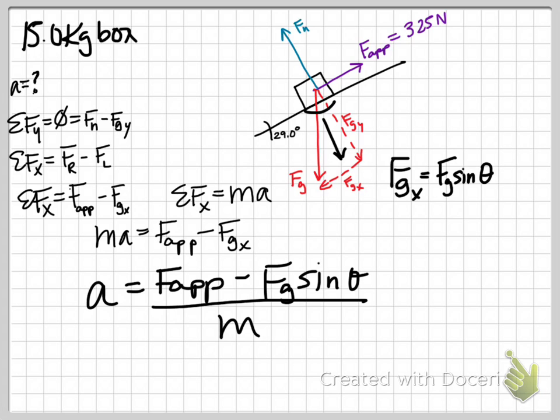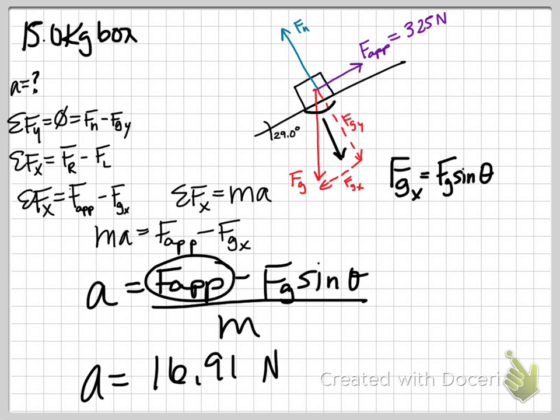So acceleration is equal to the applied force minus force of gravity on the x, I subbed in Fg sine theta, all divided by the mass. Somebody get me an answer. I want to know if this thing's moving. Okay, so I'm not even going to finish this. You guys finish it. I trust your answers. You plugged in numbers. You get 16.91 newtons. So since it's positive and we treated this as a positive, that is upslope.